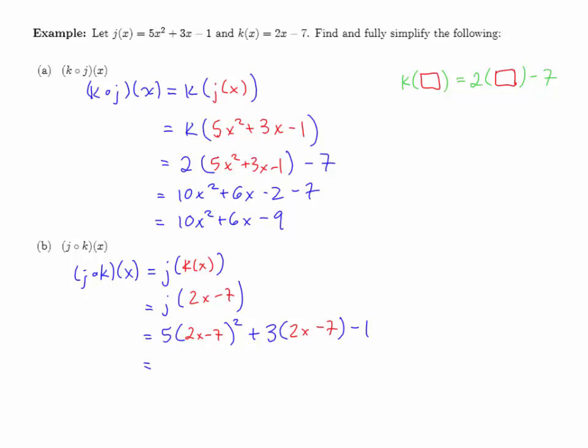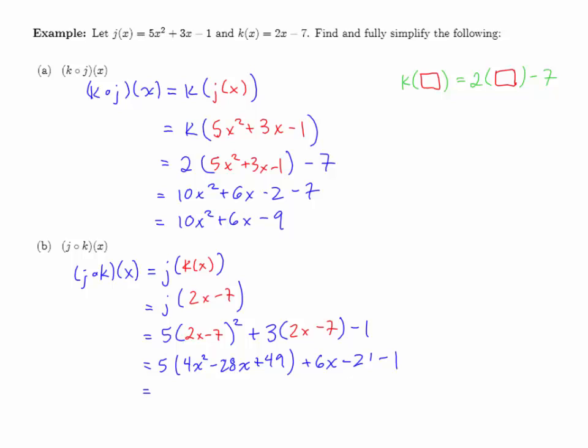So at this point we've composed j with k, and now we're just going to simplify. This 2x minus 1 quantity is squared, so we need to make sure that we fully FOIL that out, and we'll get 4x squared minus 4x plus 1, and that's still inside parentheses. That whole trinomial there will be multiplied by 5. Continuing on, we'll get plus 6x minus 3, and then still minus 1 on the end.